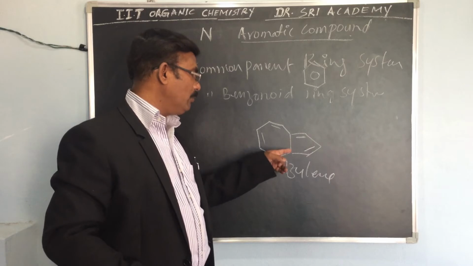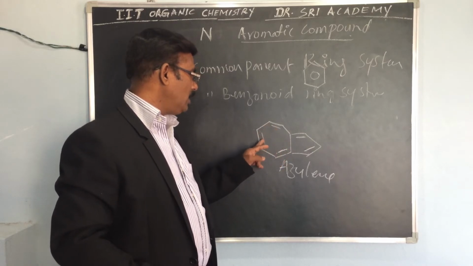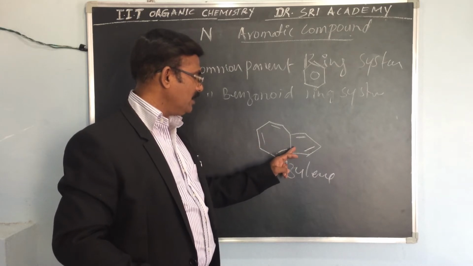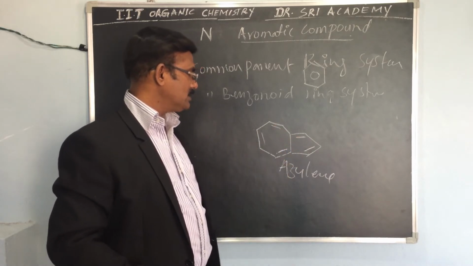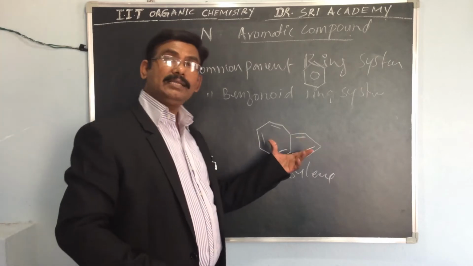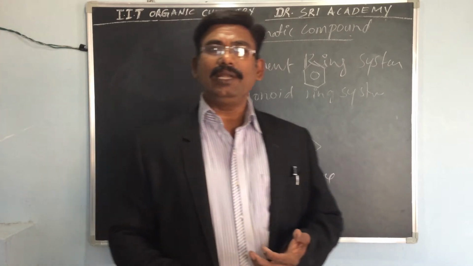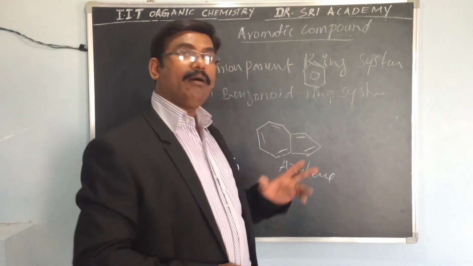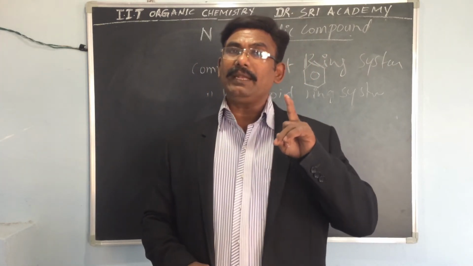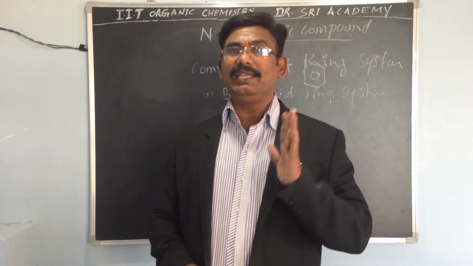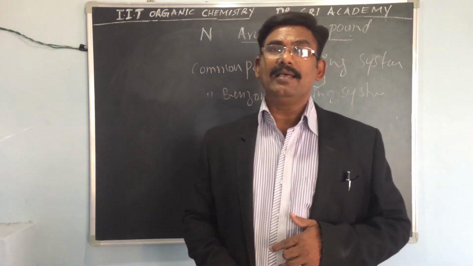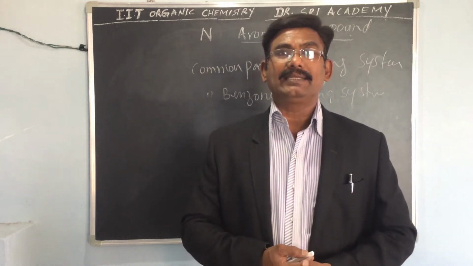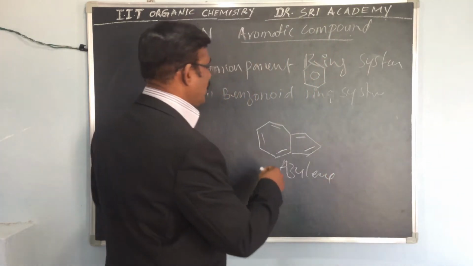See, alternating double bond, single bond, double bond, single bond, on this side or this side, then a double bond like this. So azulene means alternating double bonds. That is the example. And another example is the cycloheptatrienyl cation. Cyclohepta means 7 carbons are there.